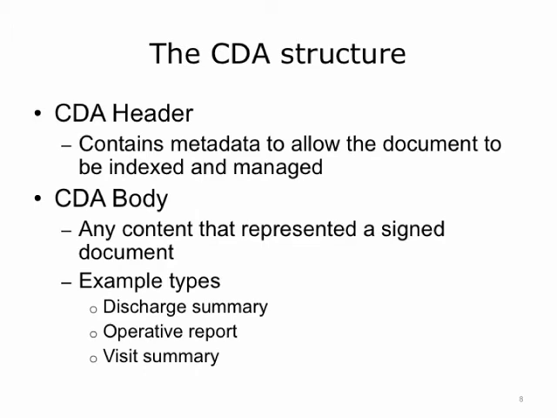Now let's talk more about the structure of a CDA document. Every CDA document has a header and a body. The header has metadata to allow the document to be indexed and exchanged. The body contains any content that could be represented as a signed document. However, the reason why that is important is because it is key to always think of these CDA documents as representing real clinical documents you would find in a patient's chart. The body would contain the real payload of this CDA document because it is the actual content. An example of a body type would be a discharge summary, operative report, or visit summary.